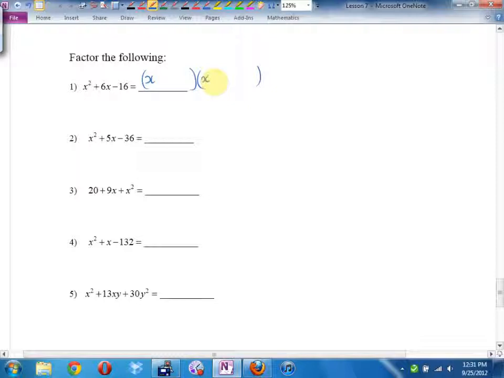What were the numbers? I don't think they can be 8 and 2 because that would multiply to a positive. One's got to be negative. I think it's positive 8 and negative 2, isn't it? Because that multiplies to negative 16 but still adds to a positive. Yes?